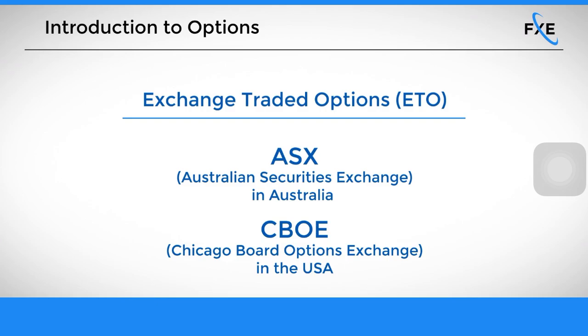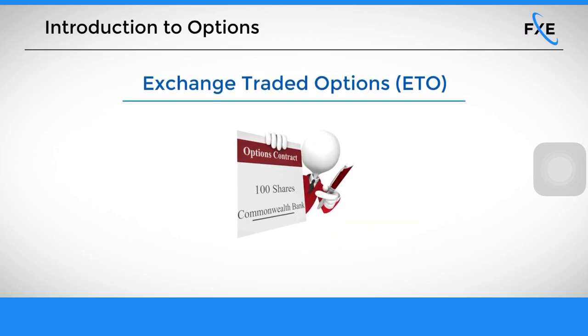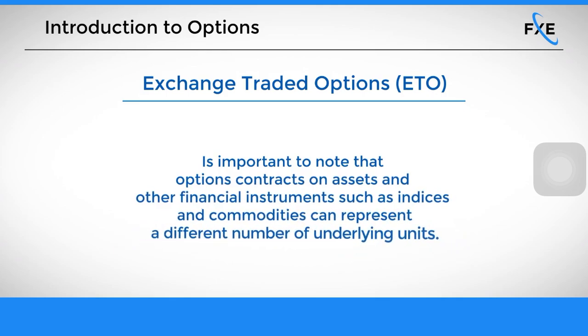Now, an options contract represents a set quantity of a specific financial product. Generally, an options contract on the ASX exchange represents 100 units of the underlying share. As an example, one option contract of CBA, the Commonwealth Bank, represents 100 shares of the company. There are some instances where individual companies have a number different to 100 due to special conditions or share placements, so ensure you always check the correct number of units with your broker prior to placing a trade. It is important to note that options contracts on assets and other financial instruments, such as indices and commodities, can represent a different number of underlying units.